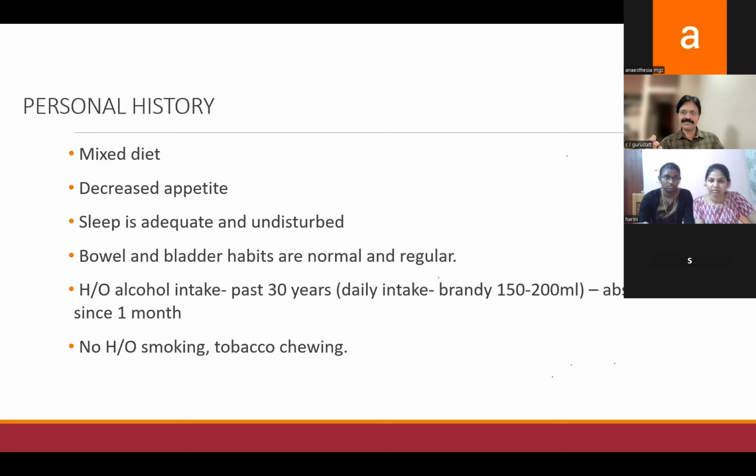So with our definition, quantitatively, if the intake is more than 80 grams, you can consider him to have taken a significant amount of alcohol to produce damage to the liver, isn't it? Now this patient is taking nearly 100 grams every day for the past 30 years. Is he taking every day? Yes, sir. That is what he has, he cannot live without alcohol, isn't it?